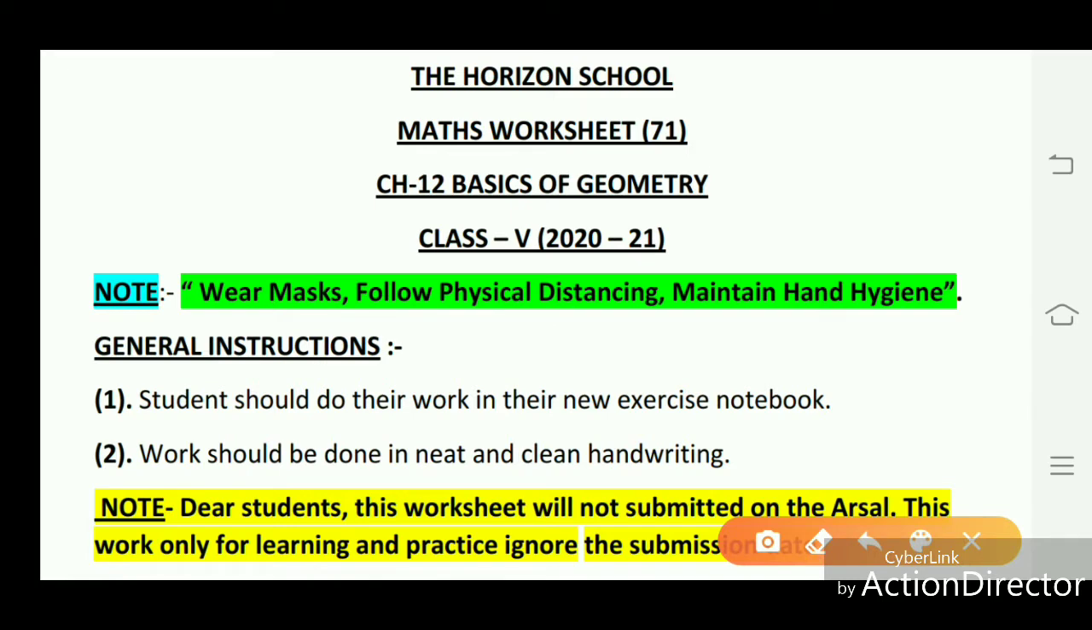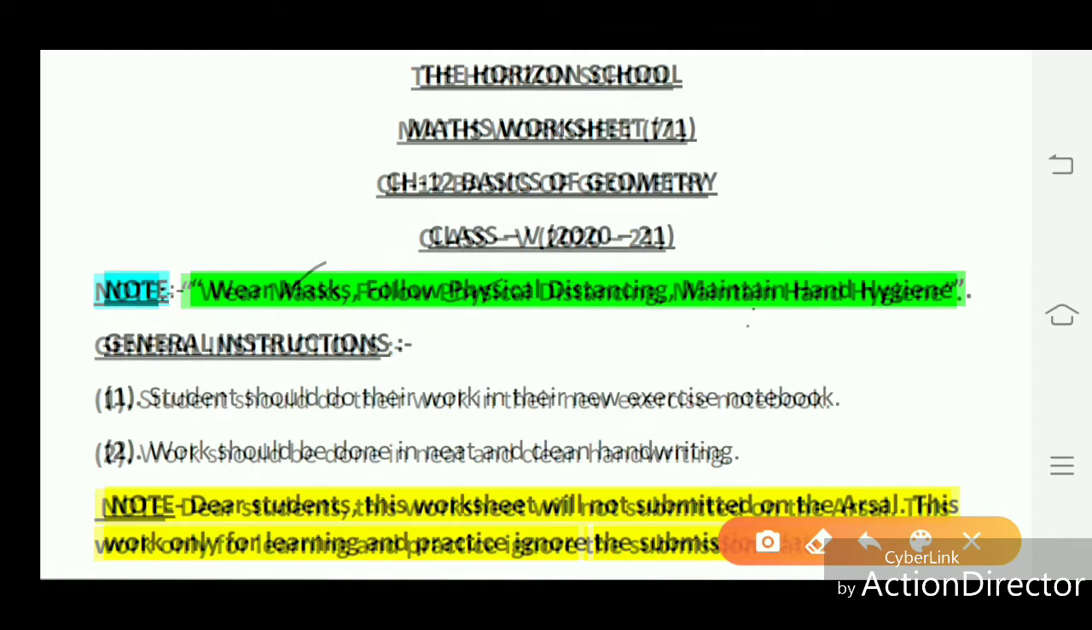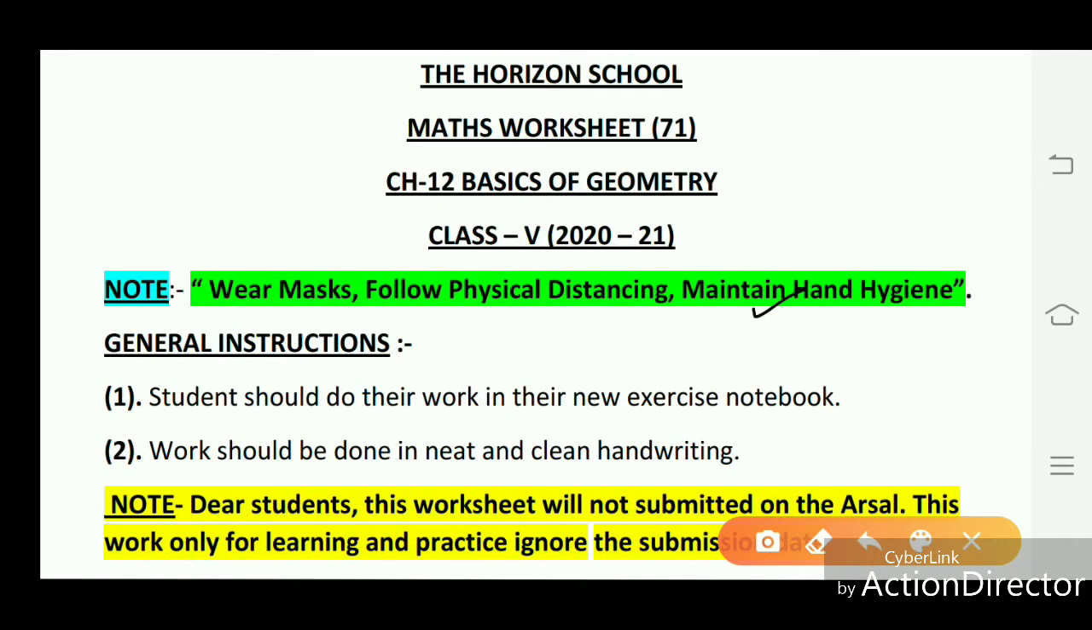Now students, you all know that Unlock 5 is open. So wear a mask properly, follow physical distancing, and maintain hand hygiene. Stay at least 6 feet from the others. Wash your hands frequently, always with soap and water, for at least 20 seconds. Remember, do not touch your face and do not share food or drinks with others.